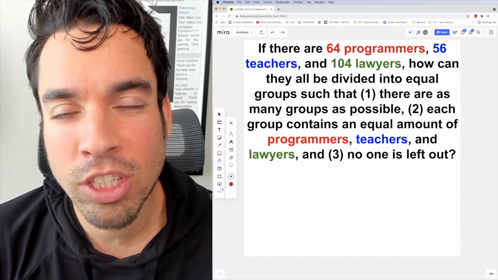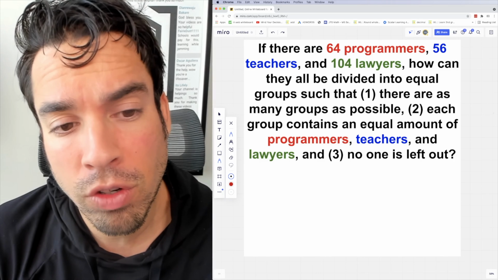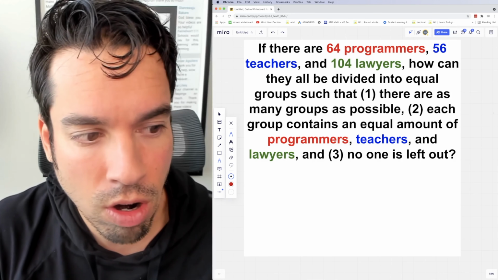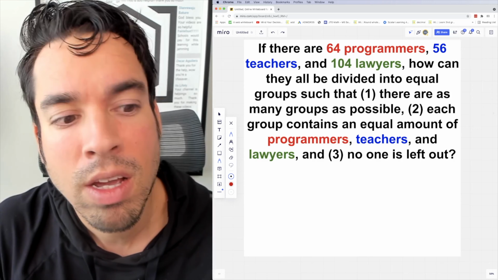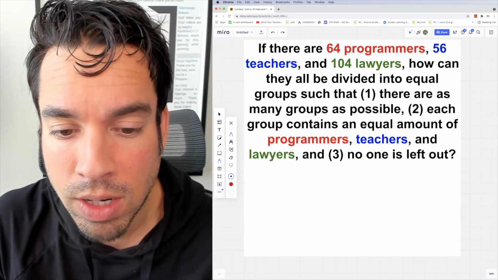In this one, the question is as follows. If there are 64 programmers, 56 teachers, and 104 lawyers, how can they all be divided into equal groups such that there are as many groups as possible? Each group contains an equal amount of programmers, teachers, and lawyers, and no one is left out.